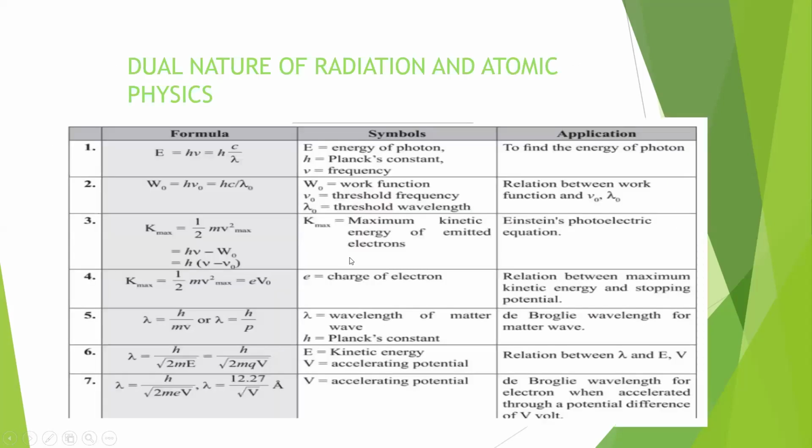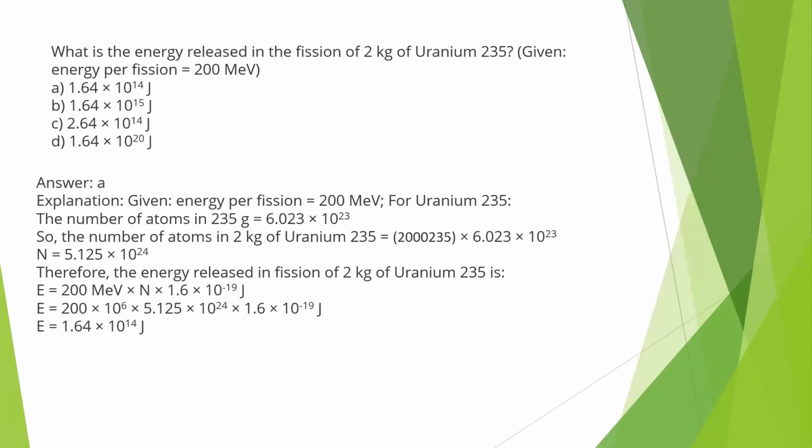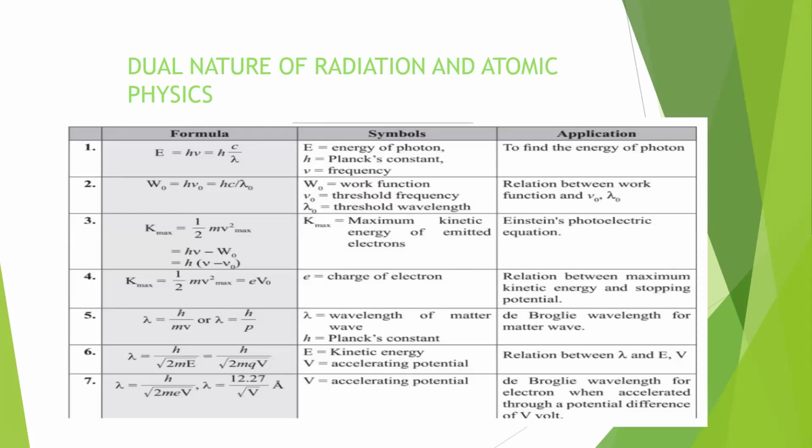Okay. So in nuclear physics and dual nature of radiation, they won't ask any twisted questions. They'll be giving straightforward questions which have straight equations. So you have to keep that in mind, and definitely you have to be thorough with the equations. In dual nature of radiation and atomic physics, these are the major equations.